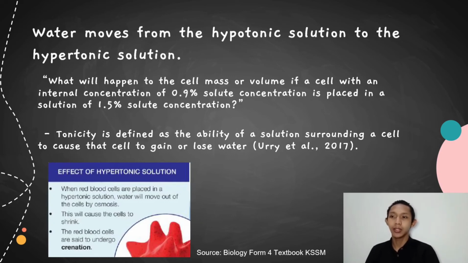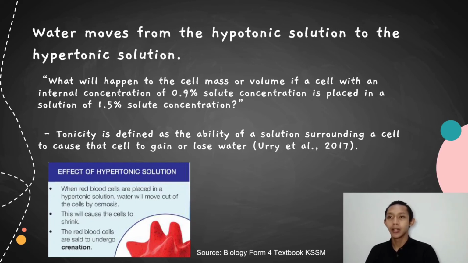So by definition, tonicity is the ability of a solution surrounding a cell to cause the cell to gain or lose water, which involves osmosis, or diffusion of water. So the right answer for this question is the solution of 1.5% solid concentration is actually high solid concentration but low water concentration. So therefore the solution is hypertonic solution, and the cell with internal concentration of 0.9% solid concentration is actually low solid concentration but high water concentration. Therefore the cell is in hypotonic condition.